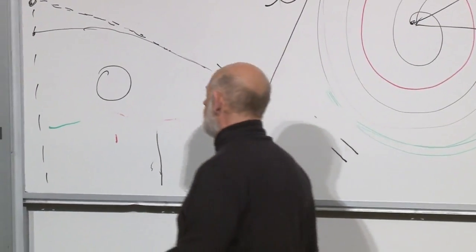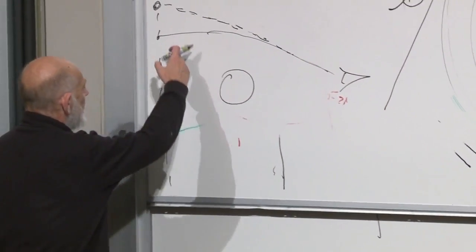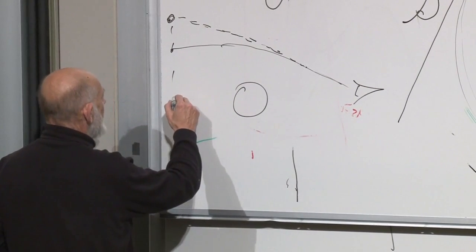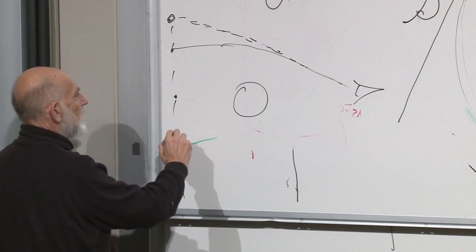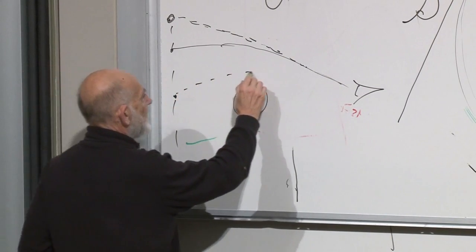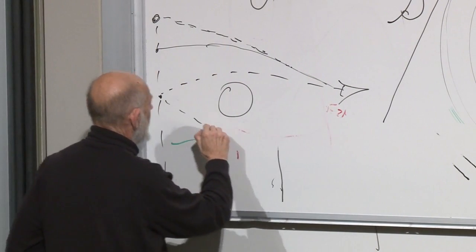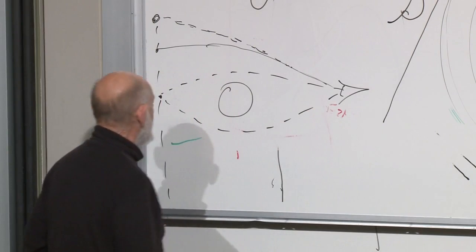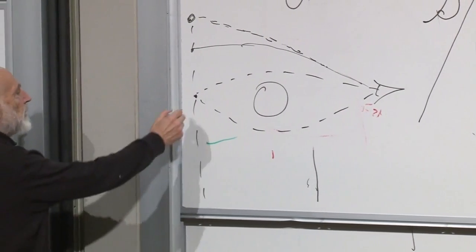but it gets worse than that. As you look in, for example, there will be a light ray that goes from here to here, and another light ray that goes from here to here. There may be a light ray that goes from there to there, and you'll see this point double.